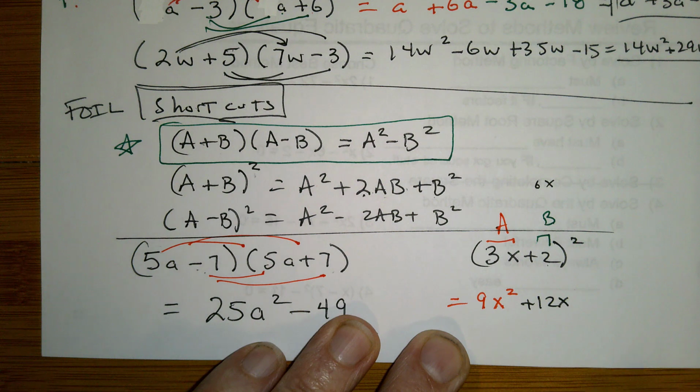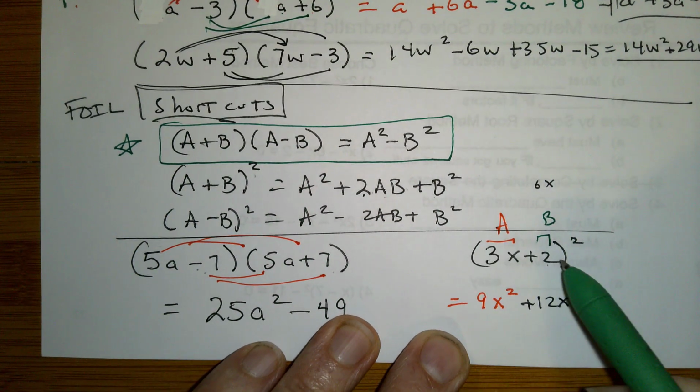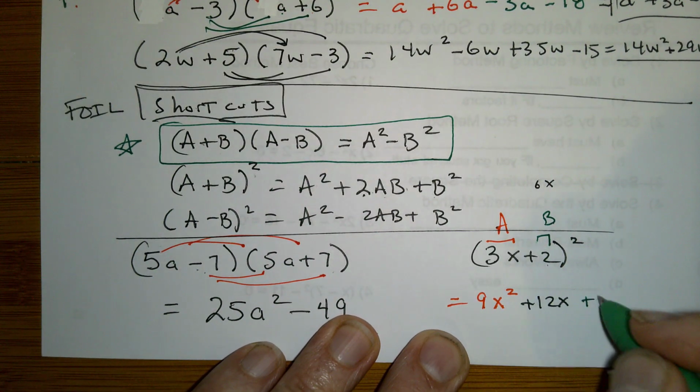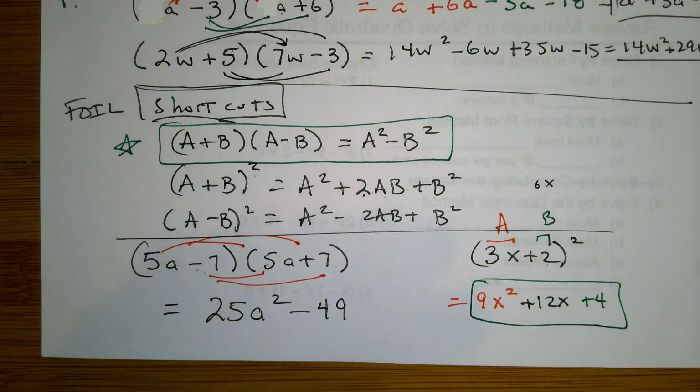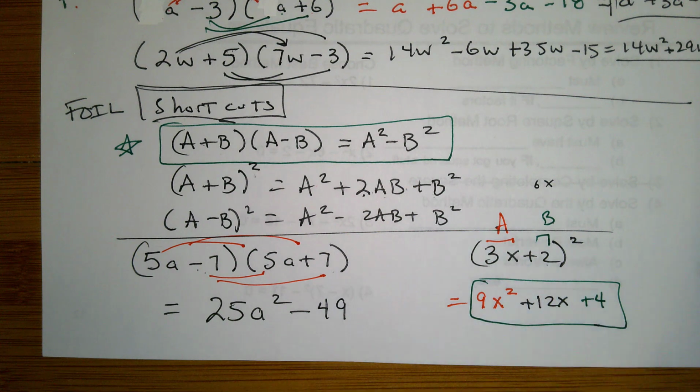12x. And then lastly, you take the B squared. Well, B is 2. 2 squared is 4. There it is. It's all done. I didn't have to do any arrows. I didn't have to collect any like terms. I just wrote down the answer, and it's fast.